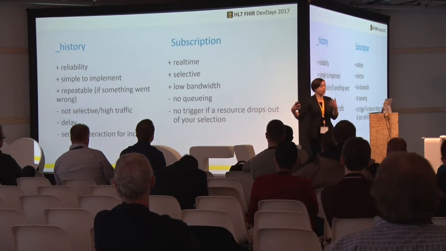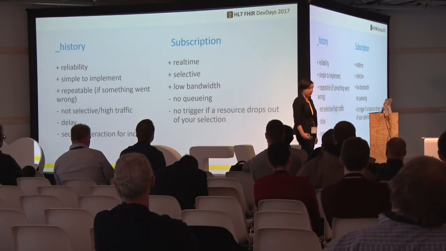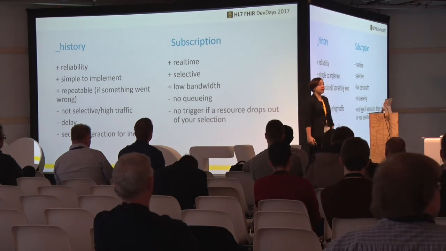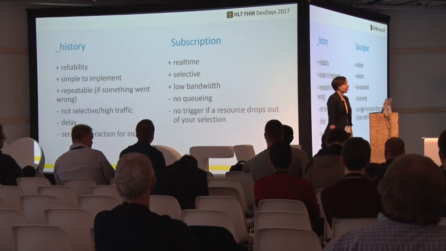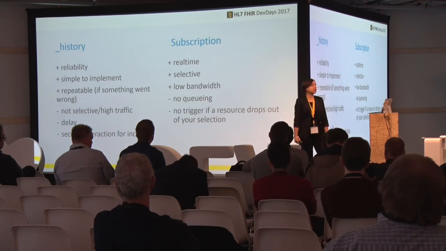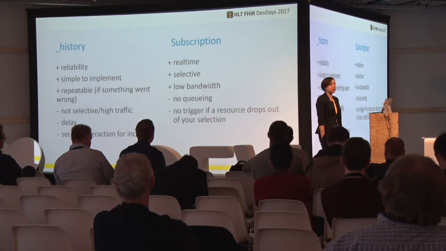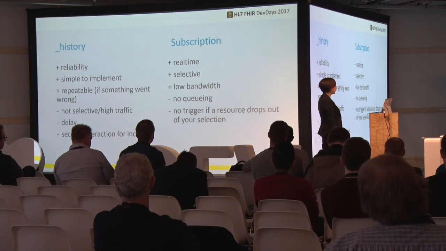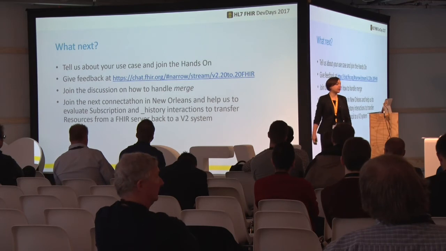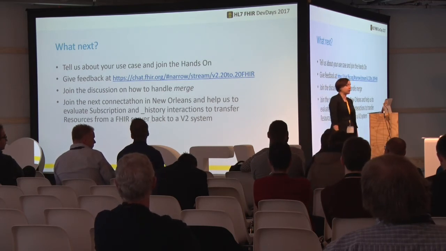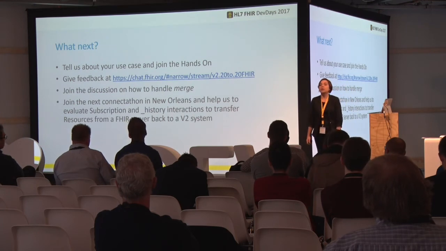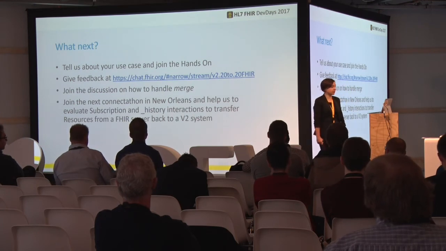So that's another way to solve this problem, which has a few advantages, but also a few disadvantages. Like right now, there's no reliability in the subscription. We haven't defined what we do if the client doesn't answer or misses a subscription ping. And we don't know how to trigger a subscription if your selection criteria is no longer matched. So there has been a Birds of a Feather session yesterday about how to improve subscription. If you're interested in using that, you may want to join the Connectathon in New Orleans, where we are going to test a few improvements to the subscription resource to make it more workable for this kind of solution.